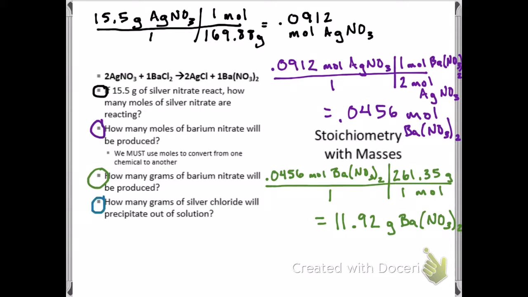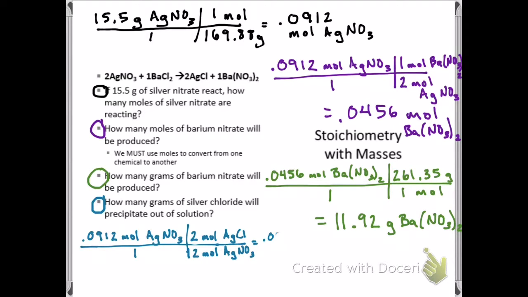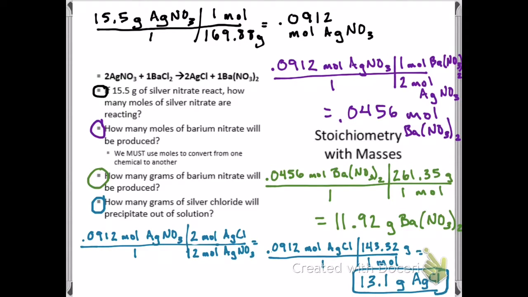I'll let this play again, and the last bullet point there asks you to do a second part of this problem. So now it's asking how many grams of silver chloride will precipitate out of the solution, assuming that we have the original 15.5 grams of silver nitrate. So this is a two-part problem. We can assume that 15.5 grams is always going to be 0.0912 moles of silver nitrate.